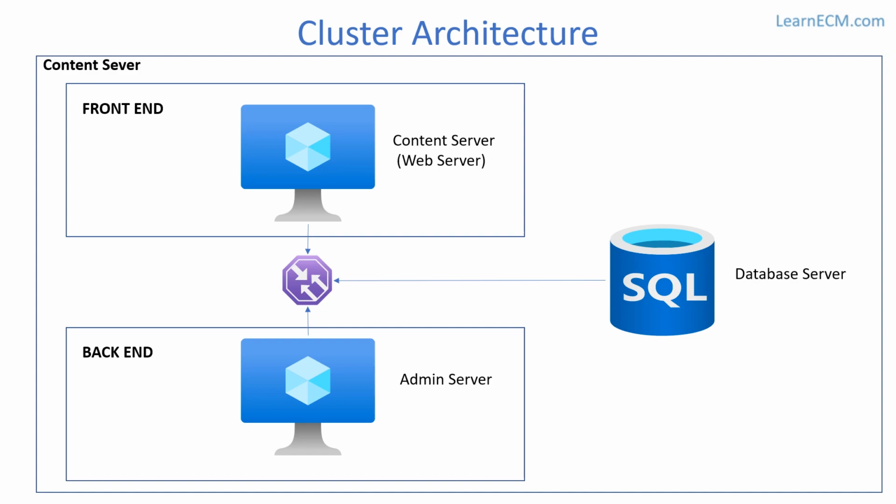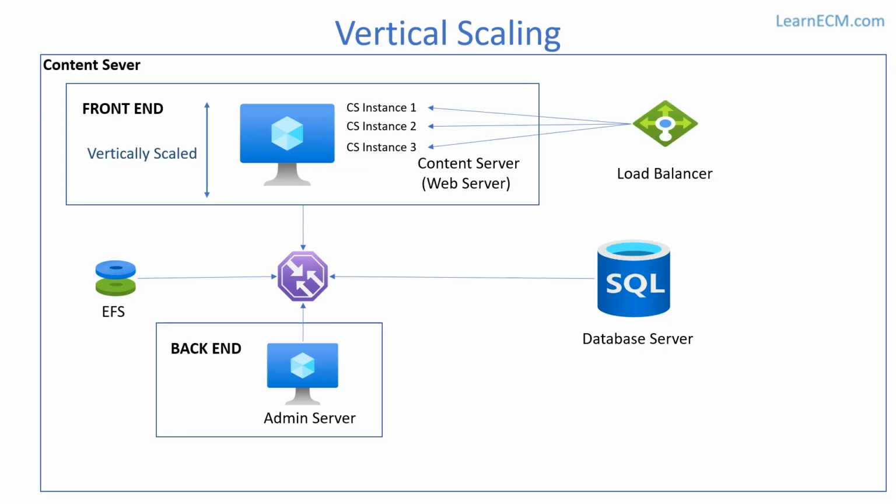Now we will see how to scale these front ends and backend servers. With that, let's start with the first, the vertical scaling. What happens in vertical scaling is we can have multiple instances of Content Server running on the same virtual machine.